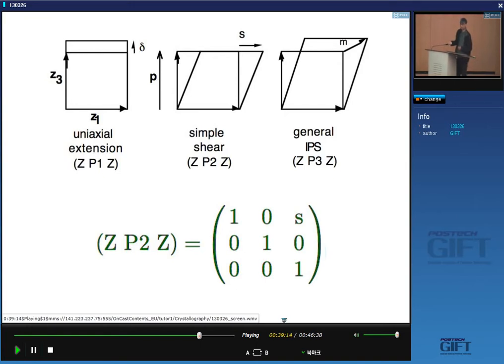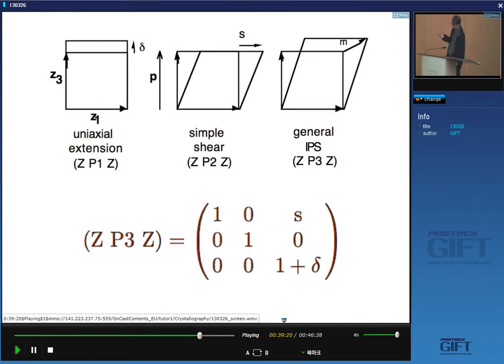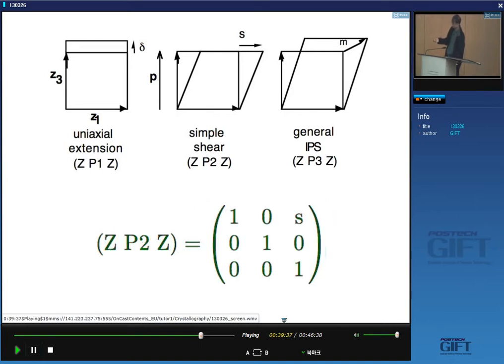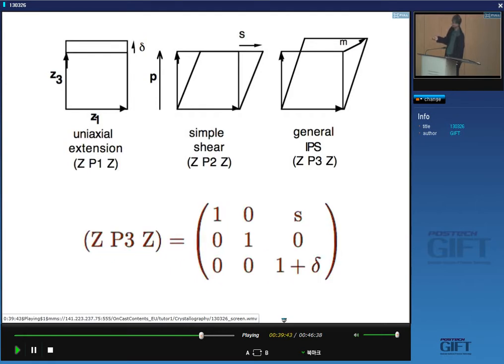Now, for this case, it's a little bit more complicated. In addition to acquiring a component in the shear direction, you've got to change the length here to 1 plus delta. Okay? So effectively, this deformation is a combination of these two. So this matrix is effectively a combination of this one and this one. Okay? So we end up with S, 0, 1 plus delta. So by choosing the right coordinate axes, you can derive the deformation matrix simply by inspection. Yeah? Everyone happy with that?